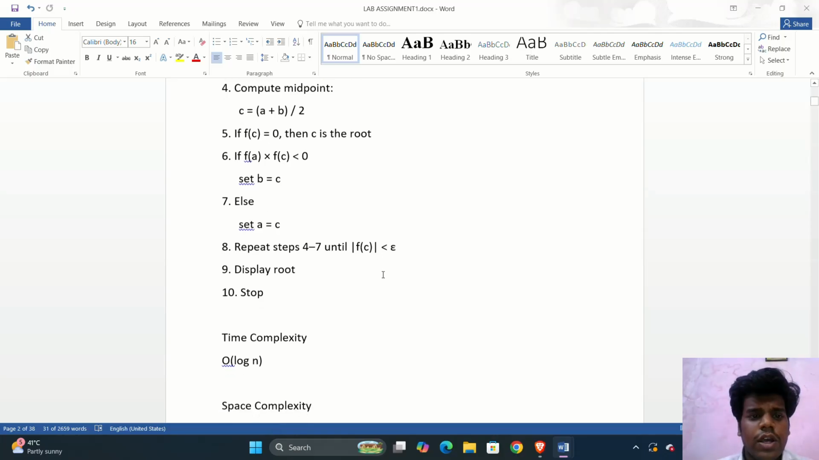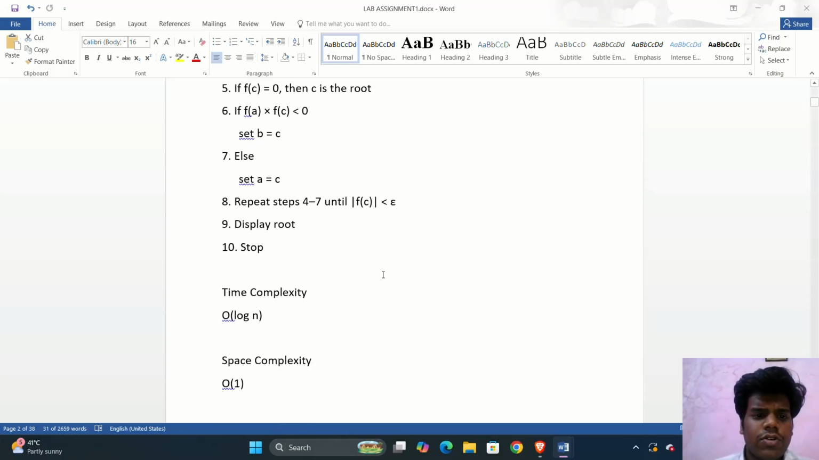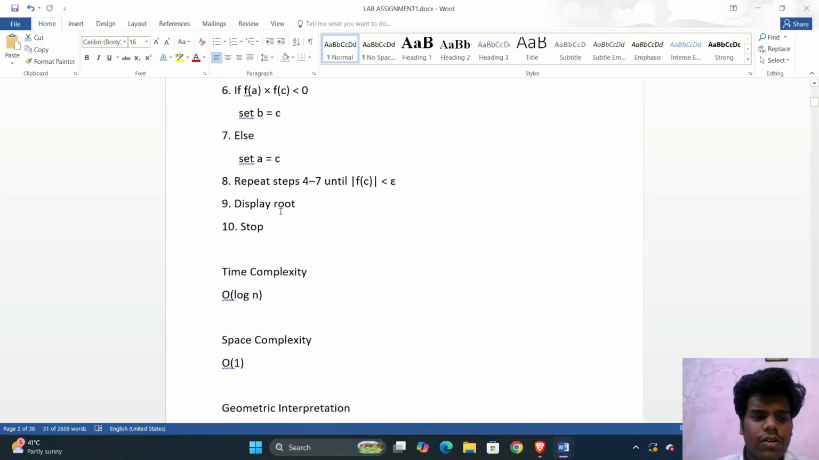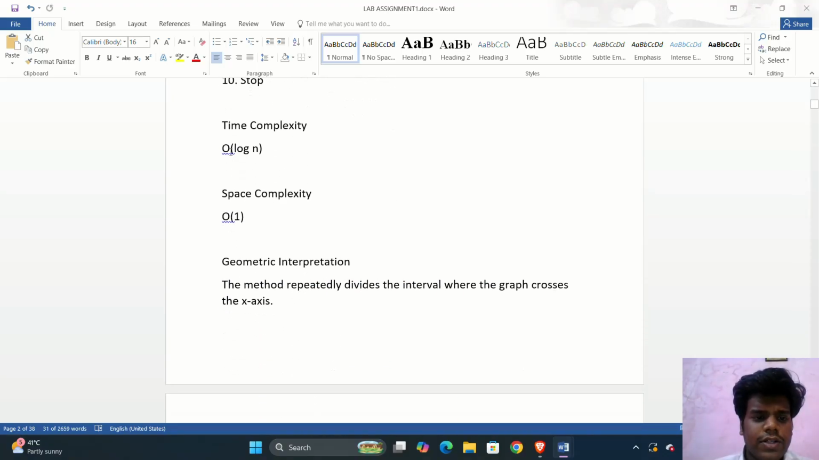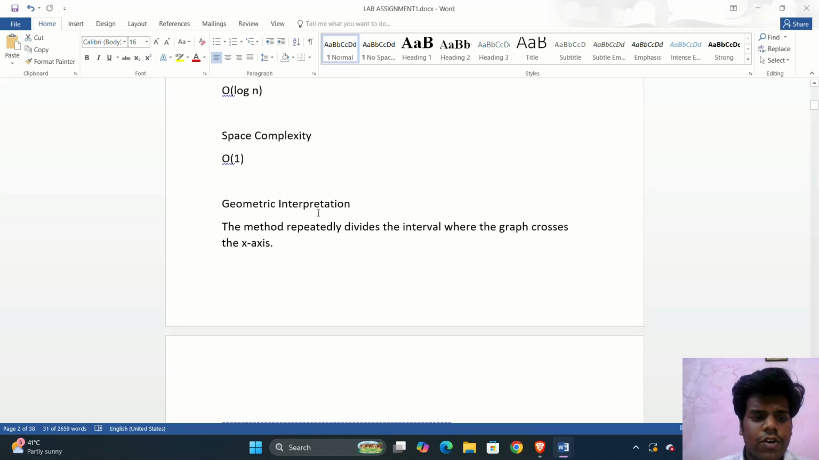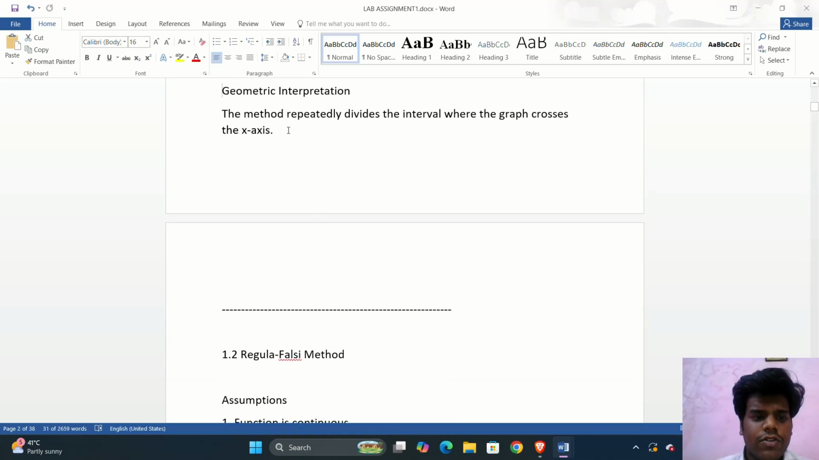is greater than or equal to 0. Compute midpoint c equals a plus b by 2. If f(c) is equal to 0, then c is the root. The time complexity is O(log n), the space complexity is O(1), and the geometric representation was that.